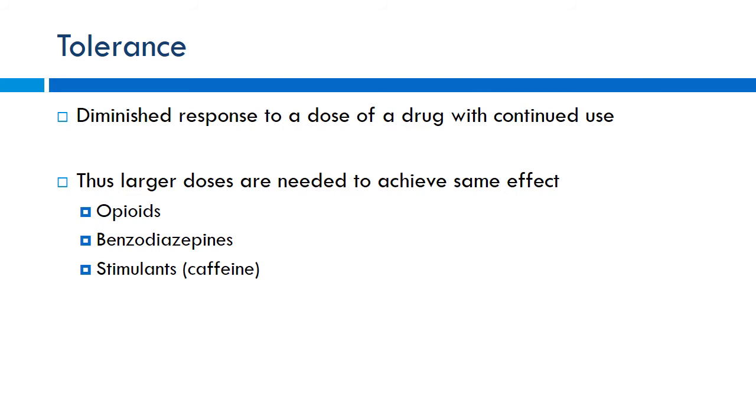Is there a norm for how long it takes the receptors to go back? It all depends on the patient, depends on how long the drug sticks around for. Things with very long half-lives can be in the system for weeks or months. It just depends on the person too.